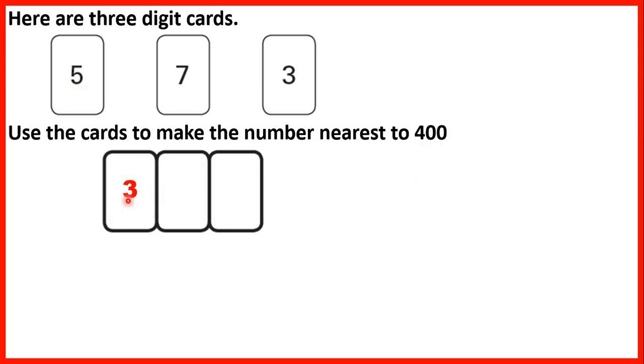So we need the 3 in the hundreds, and now we want to make the number as large as possible, because that will give us the largest number with 3 hundreds, so will be less than 400. So we can have the 7 as our tens digit and then the 5 in our ones. So 375 is the number nearest to 400 that we can make with these digits. That's only 25 less than 400.